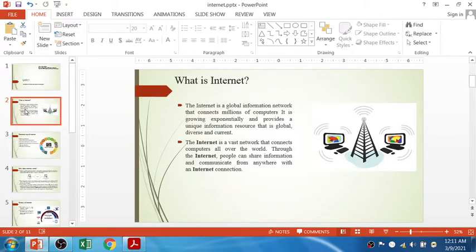So I'll start with what is internet. The internet is a global information network that connects millions of computers. It is growing exponentially and provides a unique information resource that is global, diverse and current. Nowadays internet is necessary in our life. We also say that no one can live without internet. We are using internet in different sectors like education, business, e-governance, e-commerce, etc.